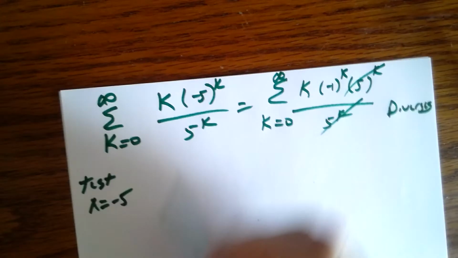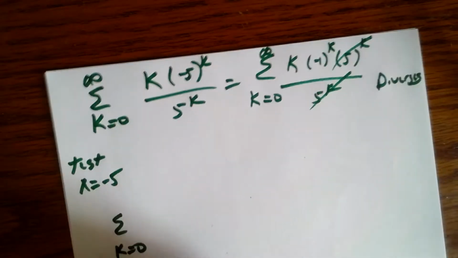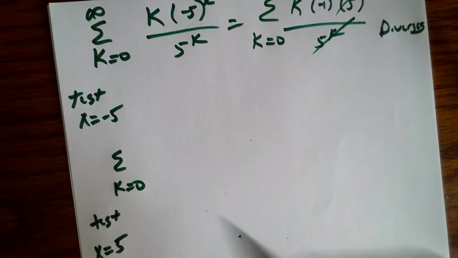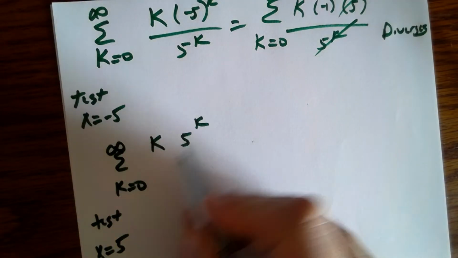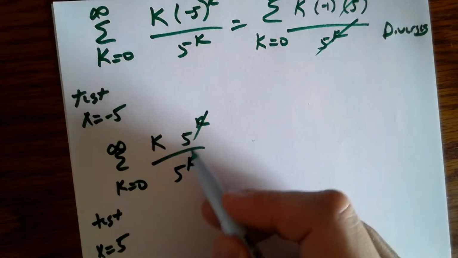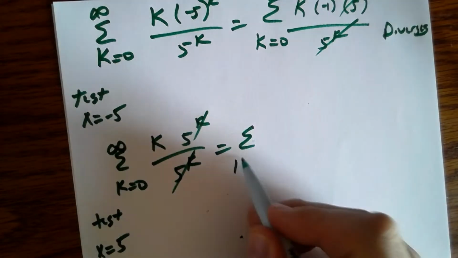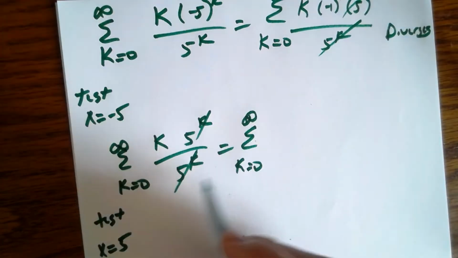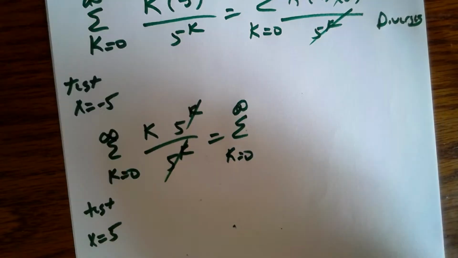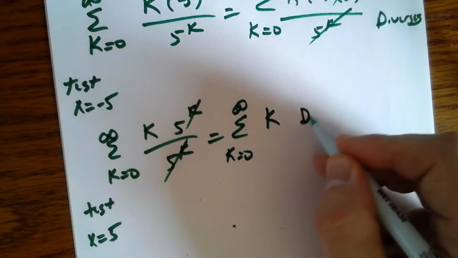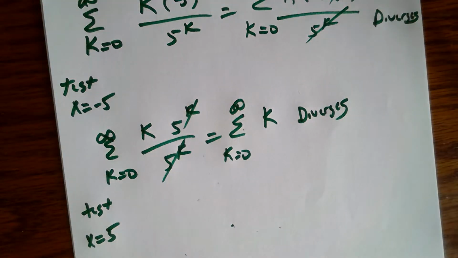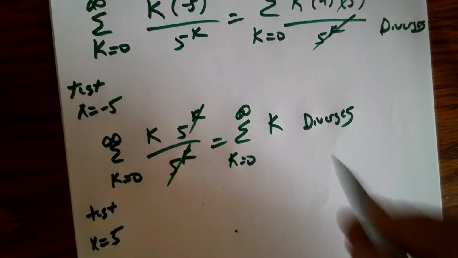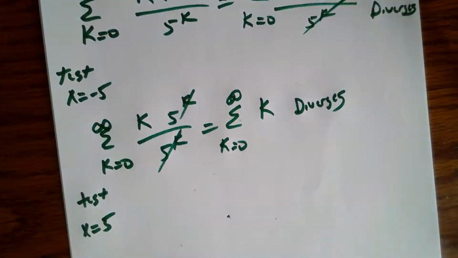Let's check the other endpoint. So let's test x equals +5, sorry. So we get k times 5 to the k over 5 to the k. Which does what? Right, that is just k, so that diverges because you're adding up from 0 to infinity. So kind of odd, this one diverges at both endpoints.